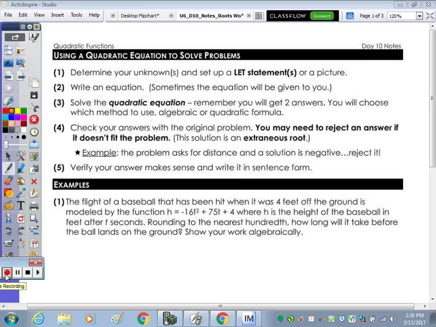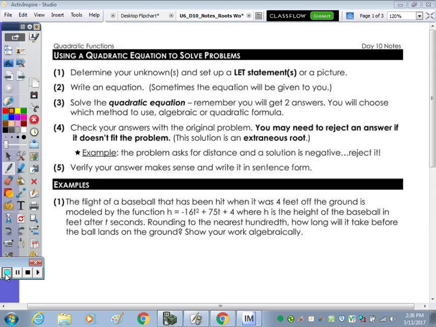So today's notes, we're just going to continue looking at word problems. The steps or the process at the top of the page is not anything different. And since we're looking at only 2 word problems, we're going to graph them on the calculator to get an idea of what they look like.